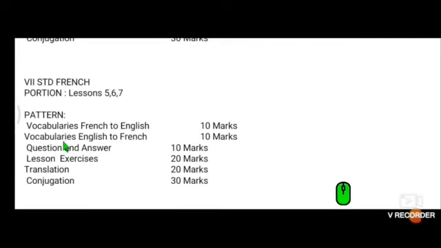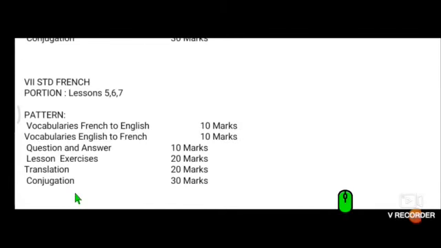So vocabularies, French to English 10 marks, English to French 10 marks, question and answer 10 marks, that is 5 into 2, 10. Lesson exercise, either 3 exercises or 4 exercises will come, each carrying 5 marks. And the translation, 2 translations will come, 10 marks each. Then conjugation, 5 conjugations will be given and each carries 6 marks, so totally 30 marks.